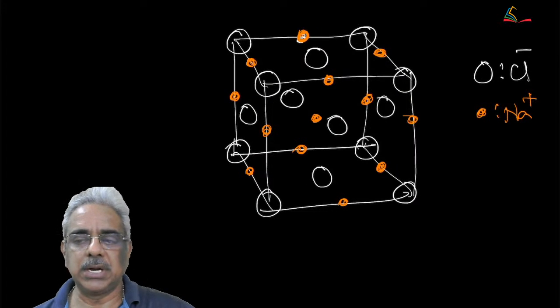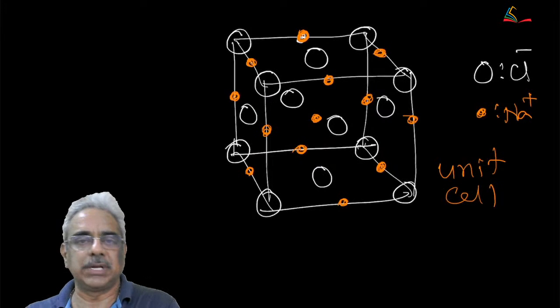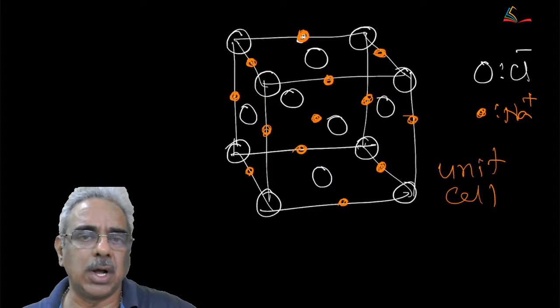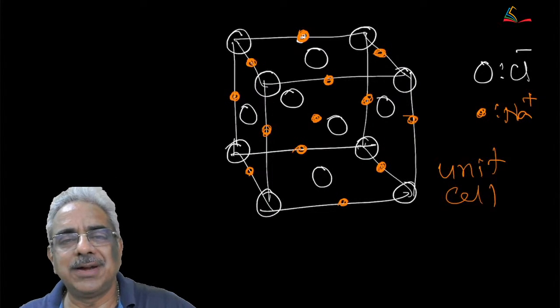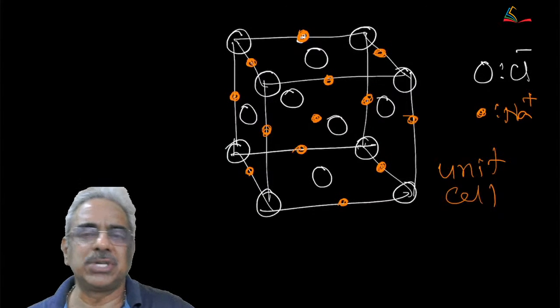And I repeatedly tell you only one thing. This is only a unit cell. What do you mean by unit cell? The smallest part of the crystal, which can explain the entire crystal. It keeps on repeating in all the directions. There is a very logical and wonderful calculation you can do regarding this unit cell, about the crystal.